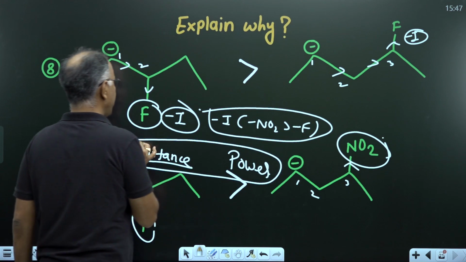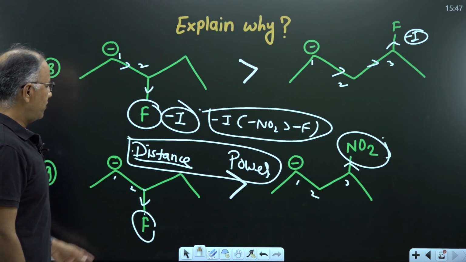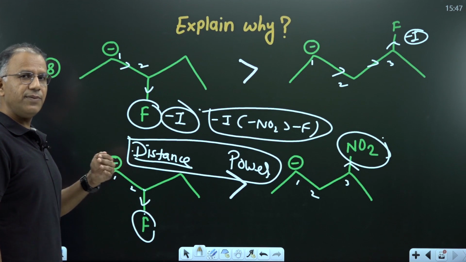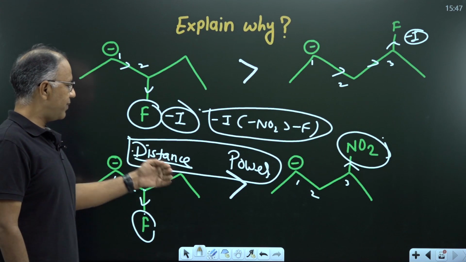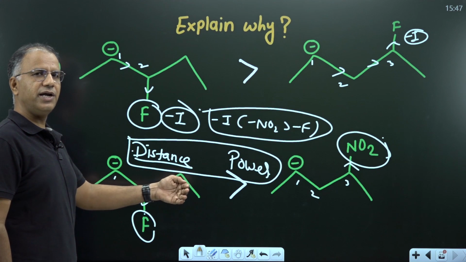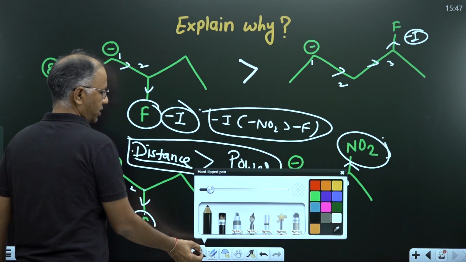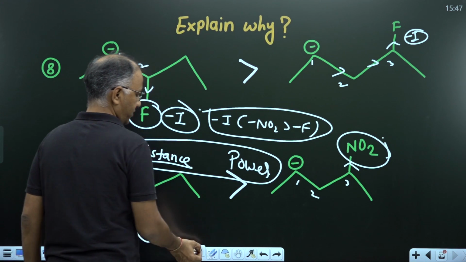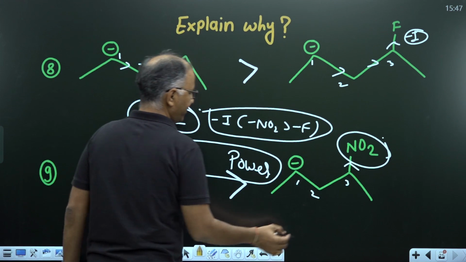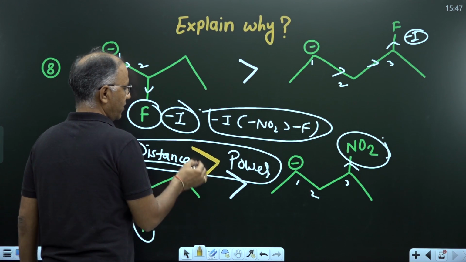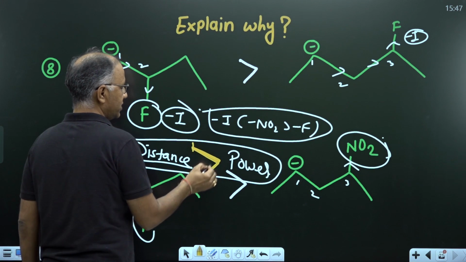Now, distance versus power. Which is more dominant in inductive effect? Preference will be given to distance because it is a distance dependent effect. Once one carbon is added, there is a significant decrease in inductive effect. Meaning distance will dominate power. This you have to remember and learn. Whenever there is a variable of distance and power in inductive effect, preference will be given to distance.